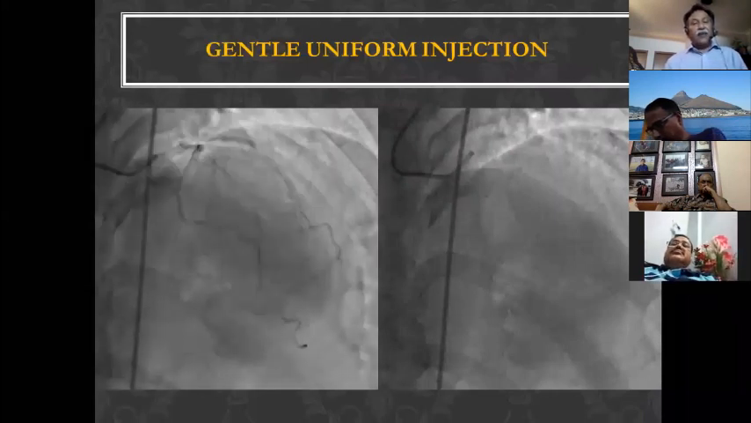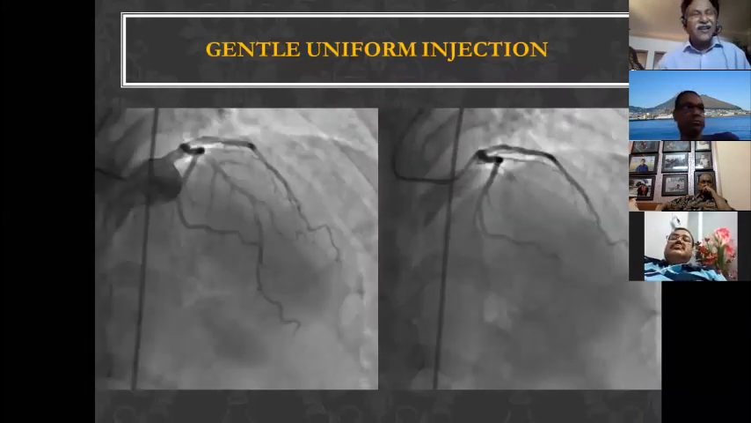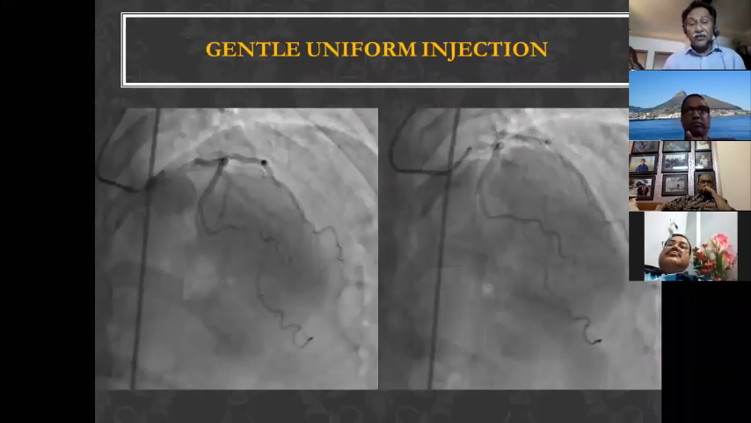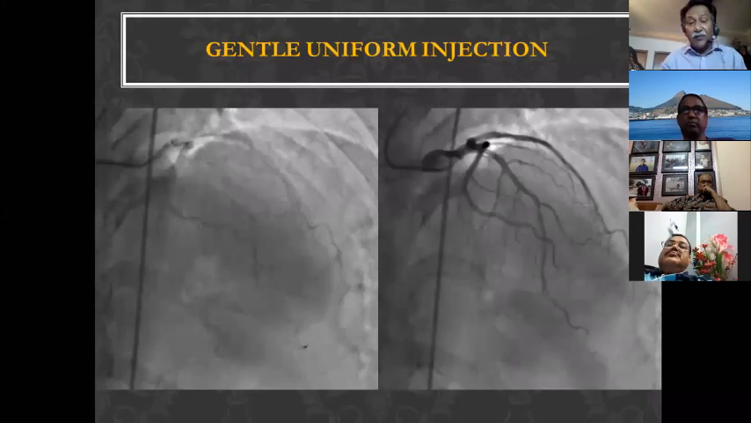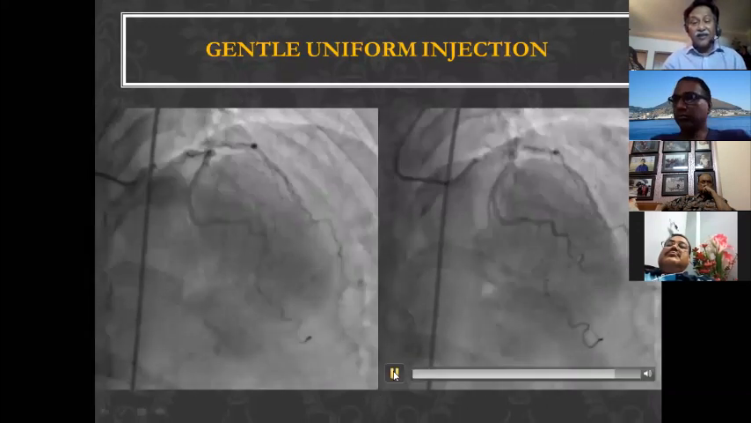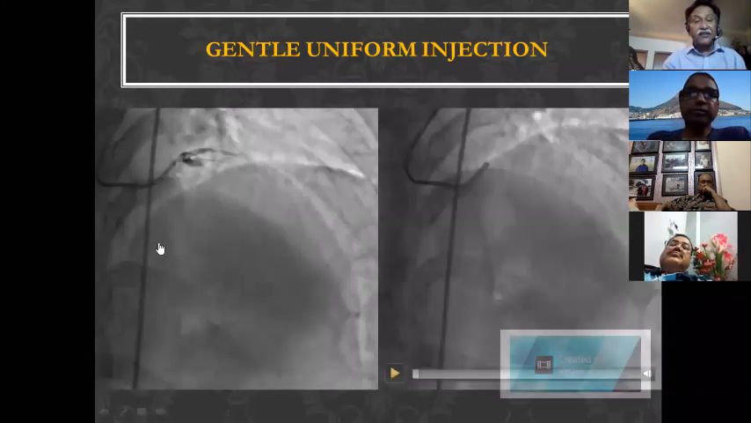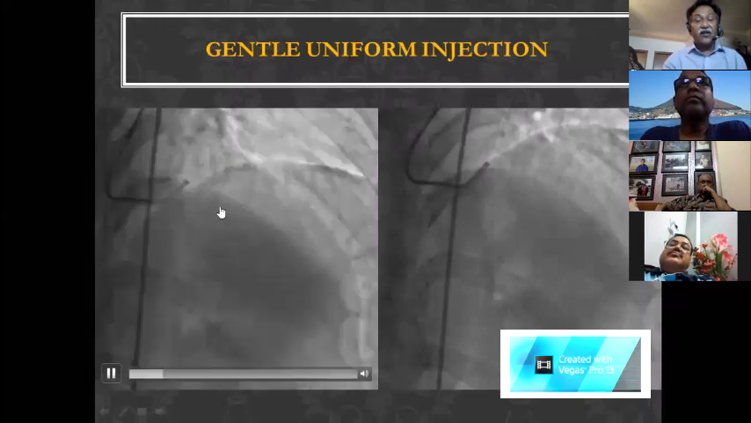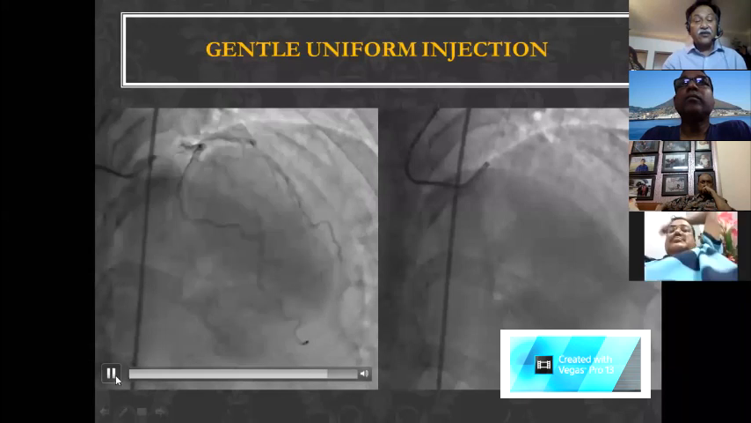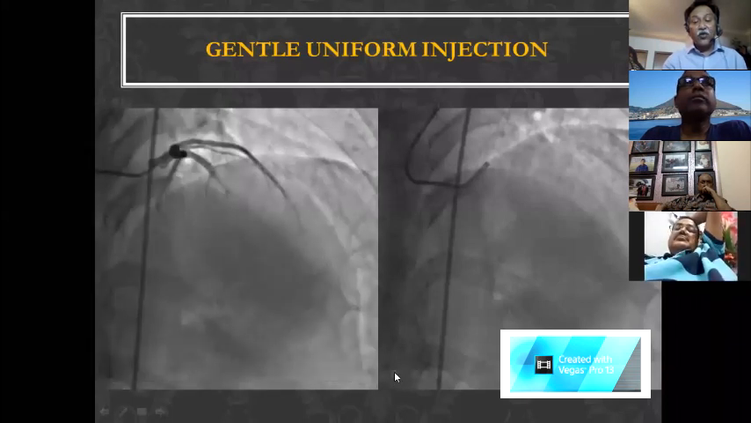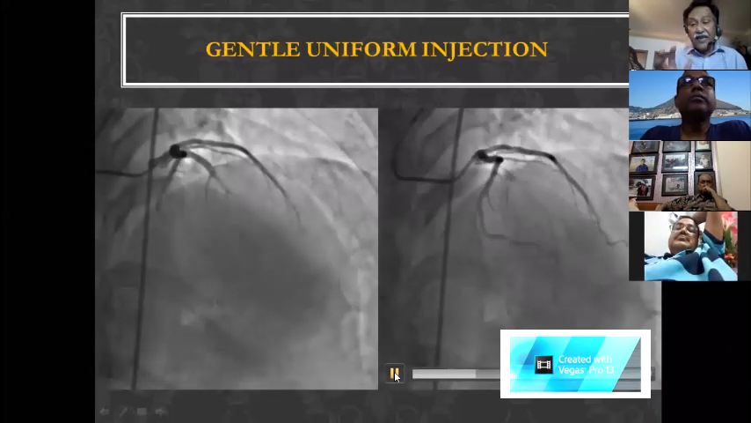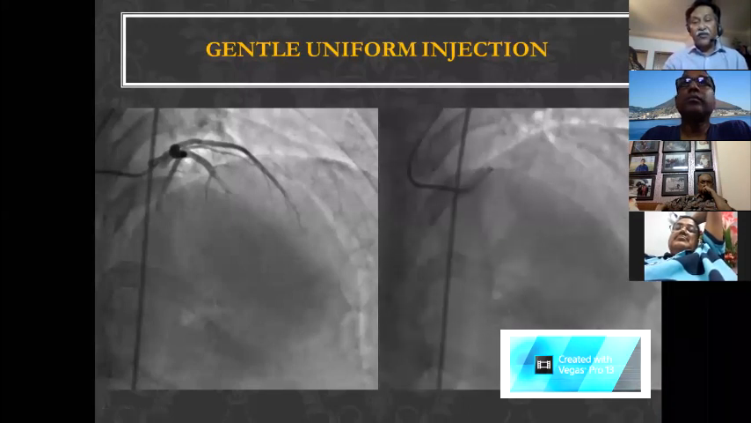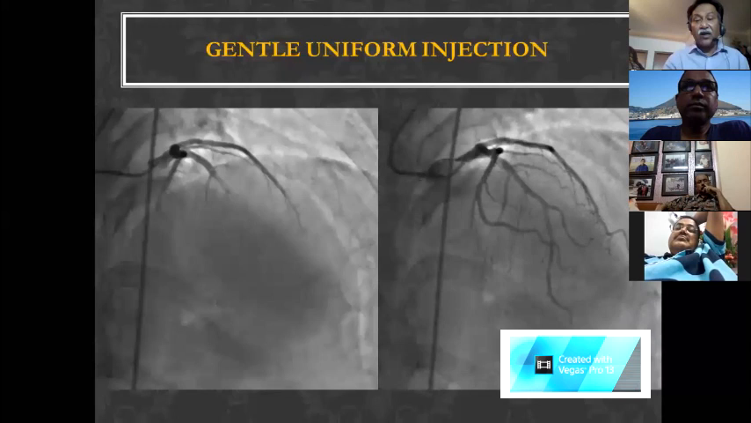Sometimes the diagnostic catheter has little backup support. So if you push too much, you see, there will be back bouncing of the catheter, and there will be more of a sinus flush. Little dye will enter the coronary artery for proper visualization. In that case, you need to give sustained and uniform pressure of injection so that the catheter will not bounce back.